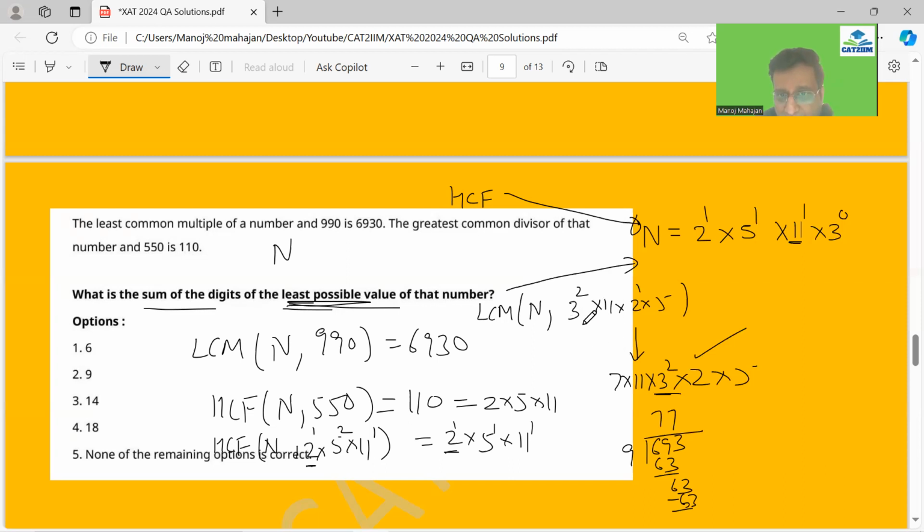Now 7 is there where 7 is missing out here, right? So in the number n, you have to pick up one power of 7 only, that is 1. So this should be the number, I guess. 10 into 7 is what? 70 into 11. That is nothing but what? 770, right? So 770, if I look over here, sum of the digits, if I do, that is nothing but 14. So this should be the right answer.